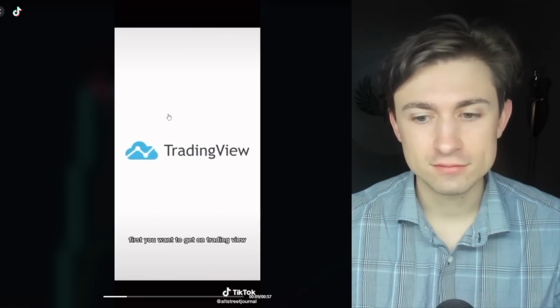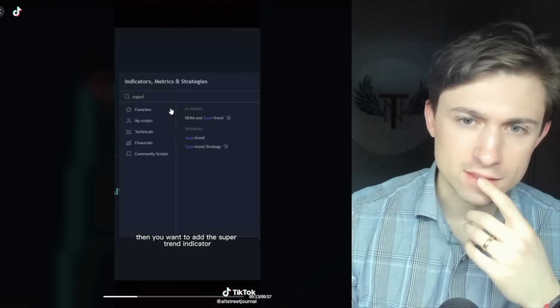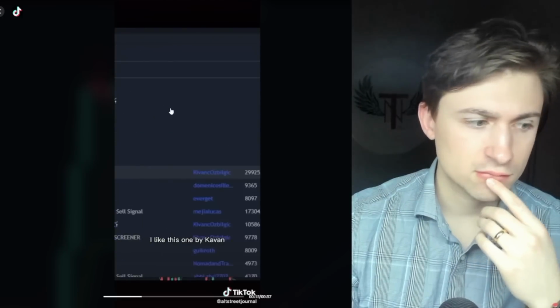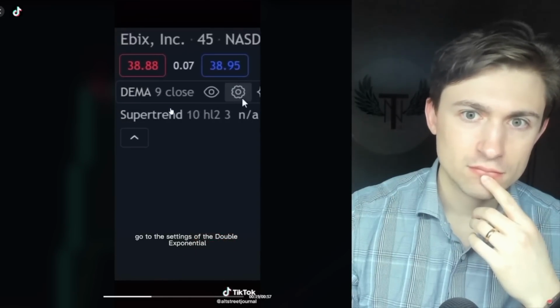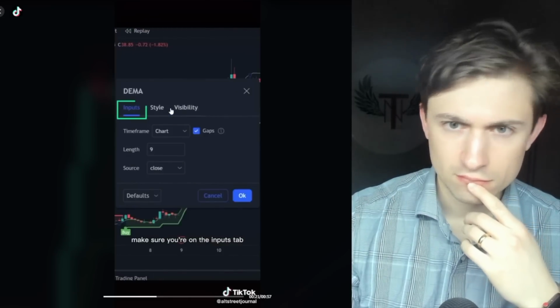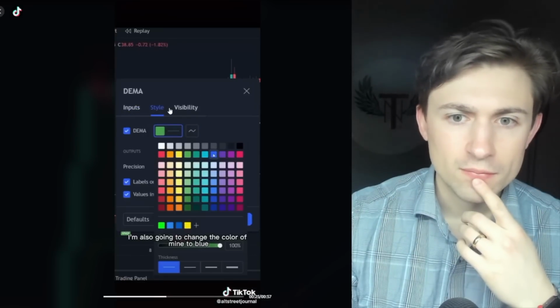First, you want to get on TradingView. Type in DEMA, then click this one, double EMA. Then you want to add the super trend indicator. I like this one by Kavan. Yeah, this guy. Once you have the indicators added, go to the settings of the double exponential moving average. Make sure you're on the inputs tab and change the length to 200. I'm also going to change the color of mine to blue.